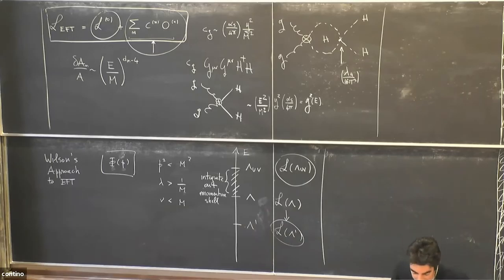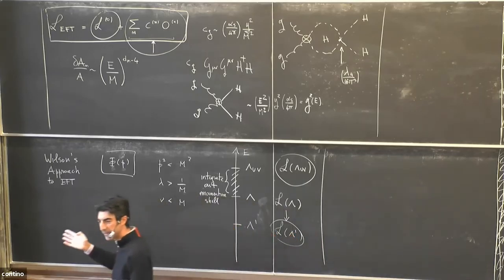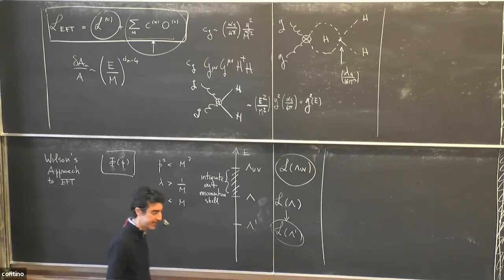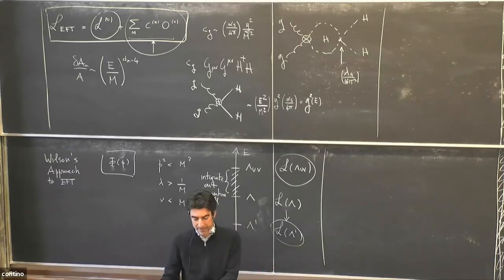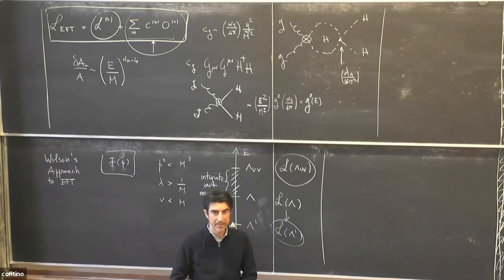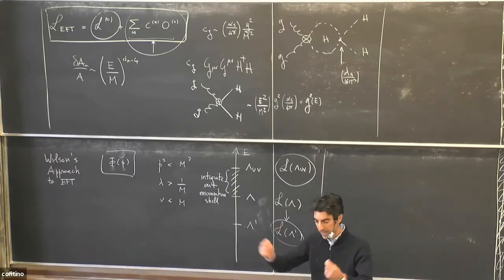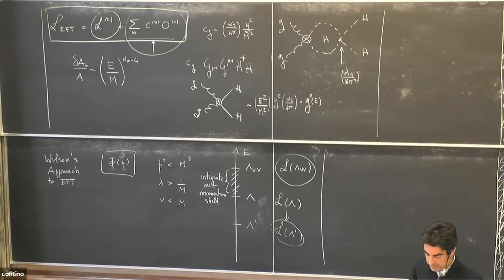I don't know whether this answers your question, but I think there is no problem in using effective field theories, with these caveats: it's not just a matter of cross sections, but also of densities, and these densities might change the relative importance of effects. Okay, thank you, sir.